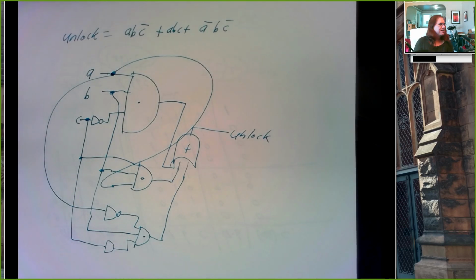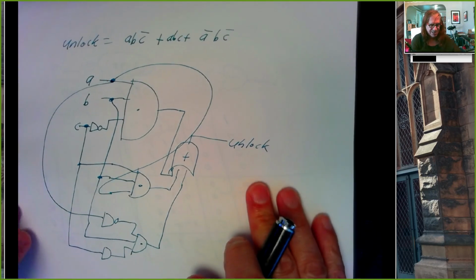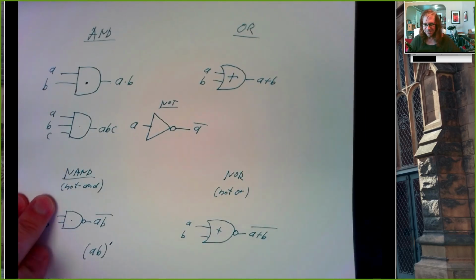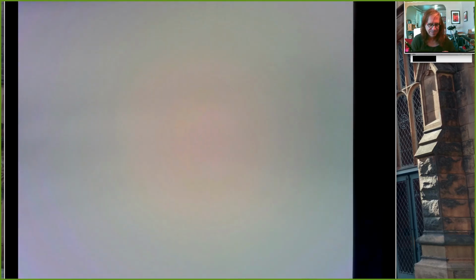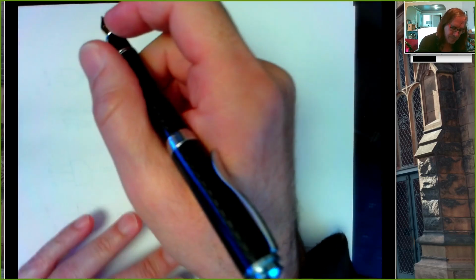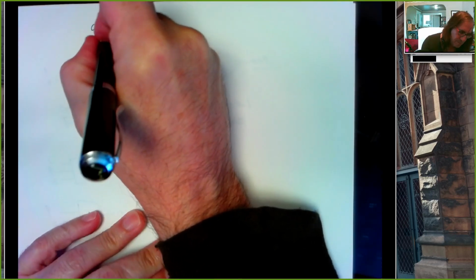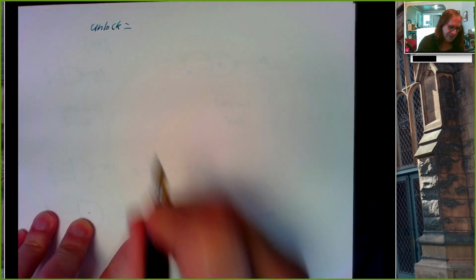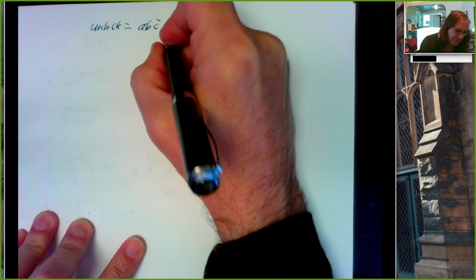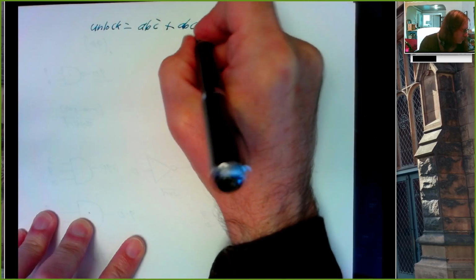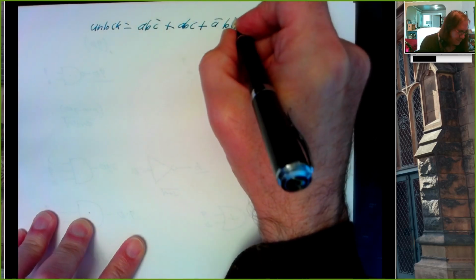So let's look at a technique we can use here. This is a standardized way to draw a circuit from an equation. And you can use this in this class. You can use this in 270. You can use this as a life skill. So let me write my equation up here at the top. Unlock equals A B C bar or A B C or A bar B C bar.